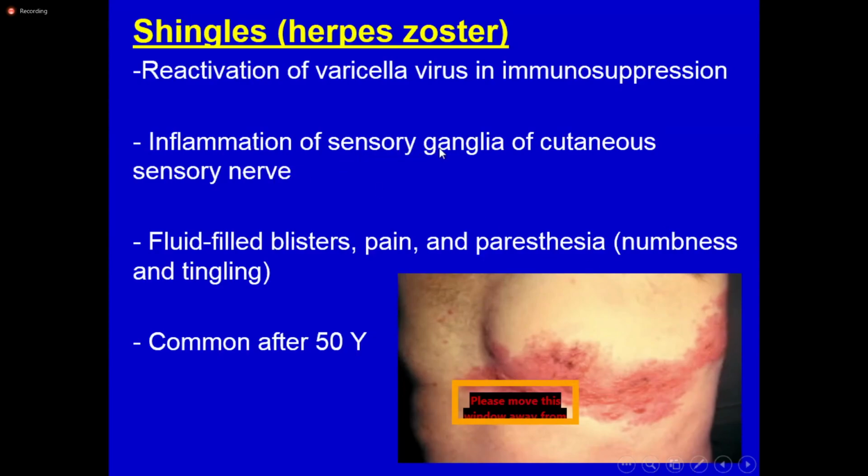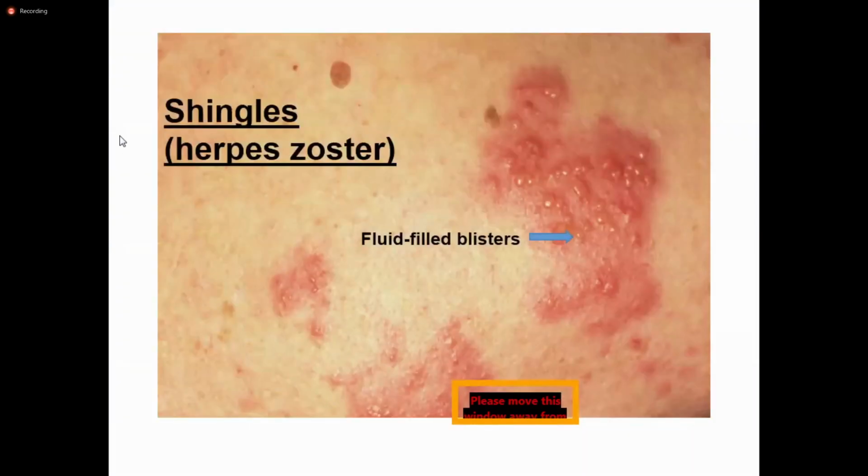Inflammation of the sensory ganglia of cutaneous sensory nerves. Very painful, very painful. I have seen patients cry from the pain. Fluid-filled blisters, pain, paresthesia, numbness, and tingling, commonly after the age of 50 years, when the immune system becomes weaker and weaker. You can see the shingles, fluid-filled blisters, very painful.